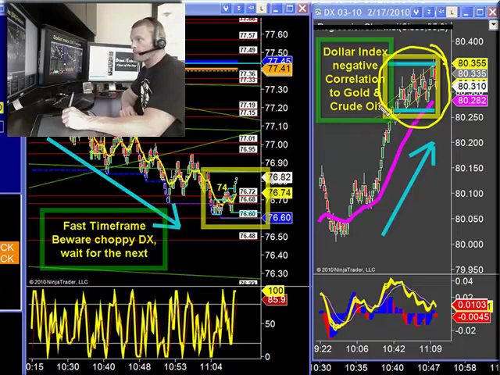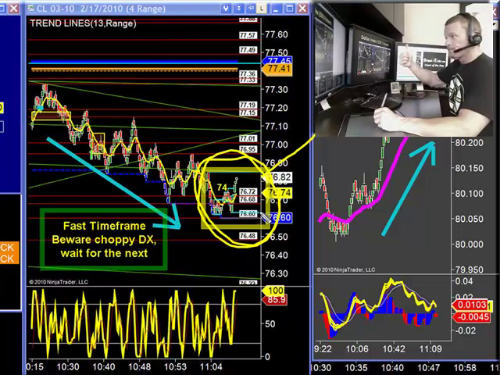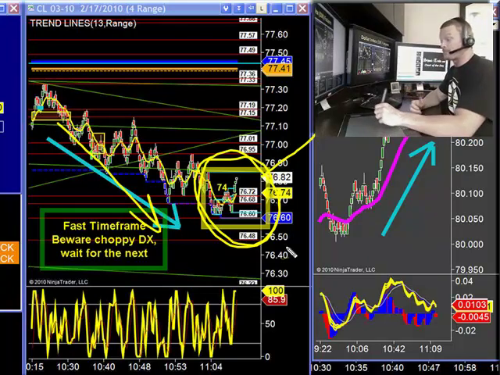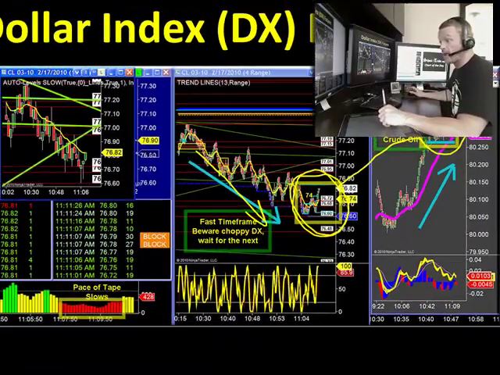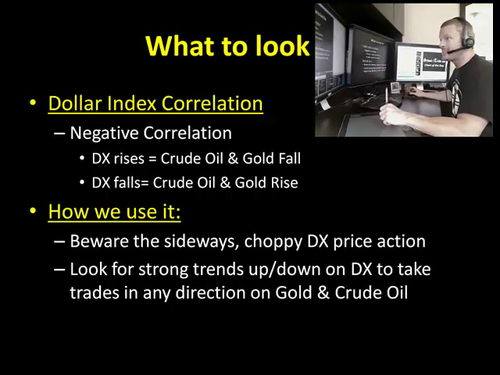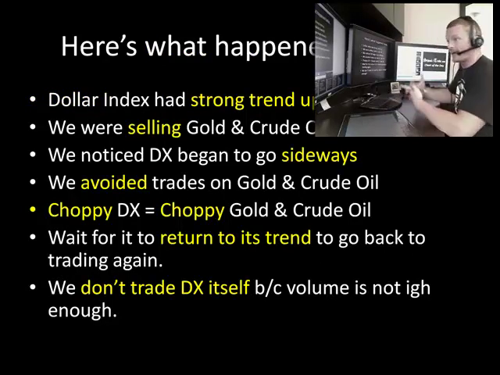And then if you follow me over, look what happens. The gold and crude actually followed suit. They also became very choppy. So once again, dollar index trending up, we were watching the crude trend down, and we were selling on the way down. But then we began to see the dollar index begin to go sideways, and then we also had to avoid trades on the crude and the gold because there weren't any new trends. I want to make sure you guys saw this because this is the way in which we use these correlations. Choppy dollar and choppy gold are going to go hand in hand.